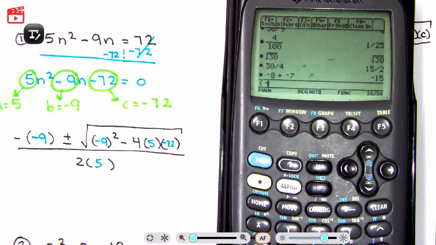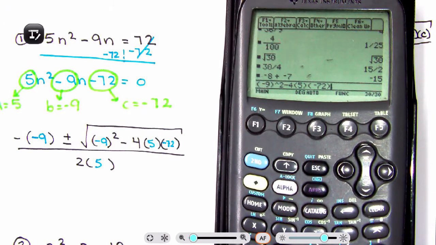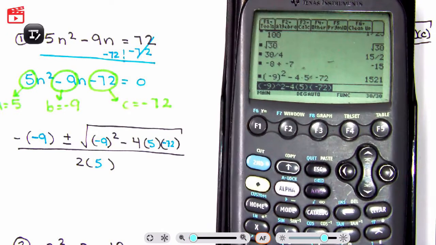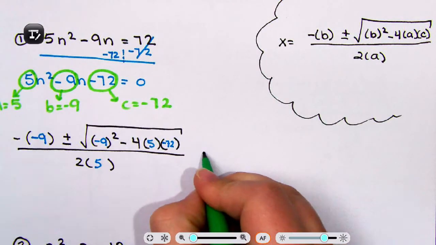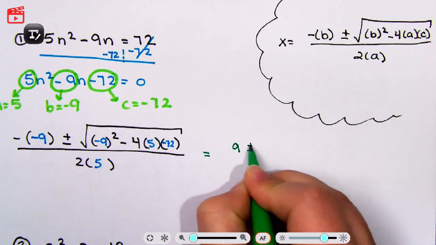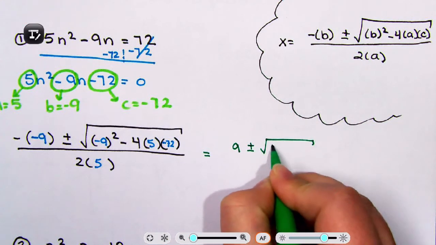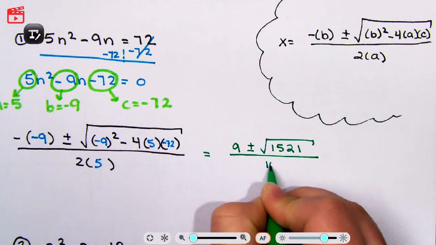So -9 squared minus 4 times 5 times -72. I just want to make sure that that's correct. -9 squared minus 4 times 5 times -72. And that gives me a really big number, so 1521. So I'm going to start simplifying here. A negative and a negative make a positive, so I have 9 plus or minus the square root of 1,521 divided by 5 times 2, which is 10.